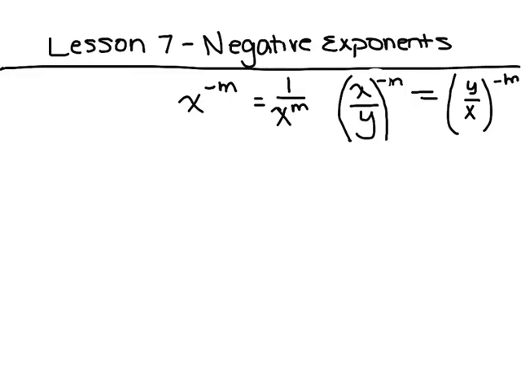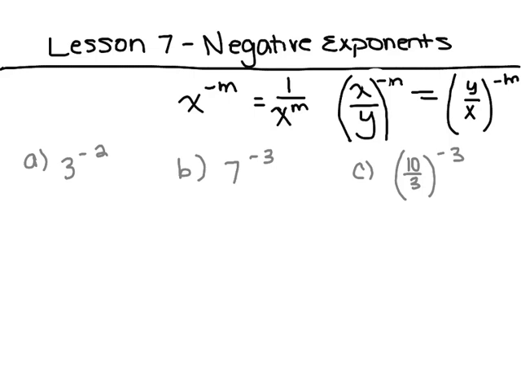Lesson 7, negative exponents. So when you have a negative exponent, what you're going to do is find the reciprocal. You're not really changing anything, you're just moving it from the top to the bottom or from the bottom to the top.